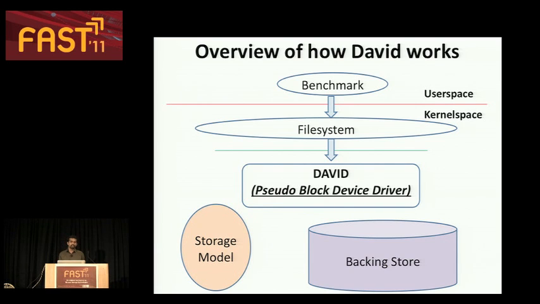Here is how a typical benchmarking setup looks. The benchmarking application runs in the user space and issues file system calls. The file system, in response to the file system calls issued by the benchmark, creates a bunch of disk I/O requests and sends them to the disk drive. David is written as a pseudo block device driver that sits right below the file system and intercepts the disk requests generated by the file system. David uses a storage model to mimic the performance of a real device. It uses a backing store to store the metadata.